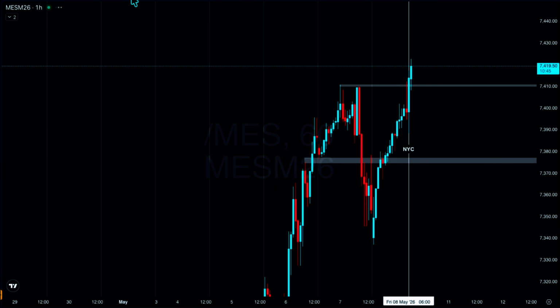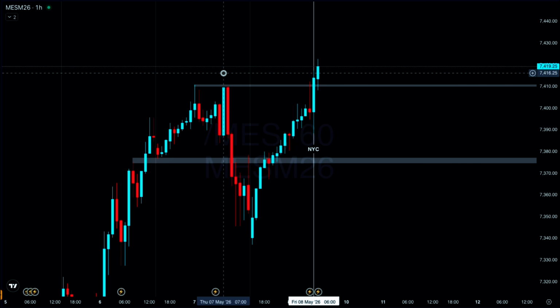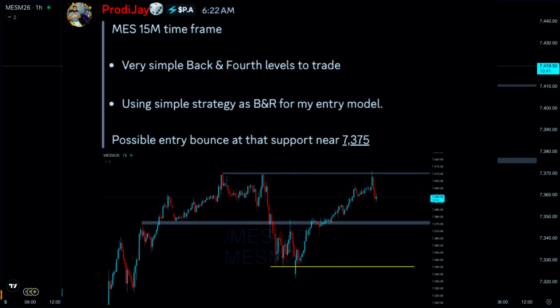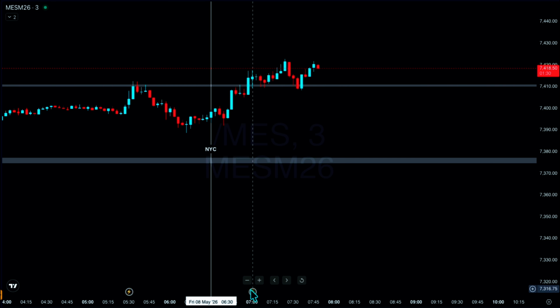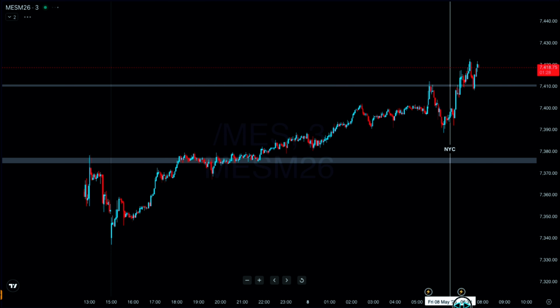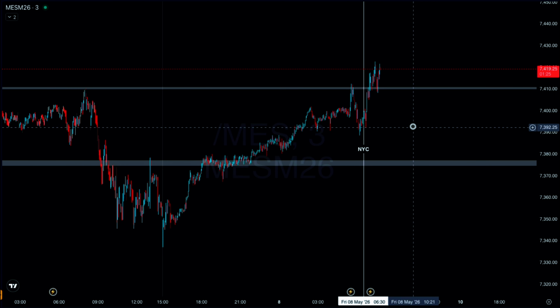This very simple setup I found on the higher time frame, and I even provided it in my Discord, as you can see here on my trade ideas tab, saying these very simple levels are levels that I plan on trading today. I did expect a bounce at this level, except we never did. But let's break down the trade that I took today.